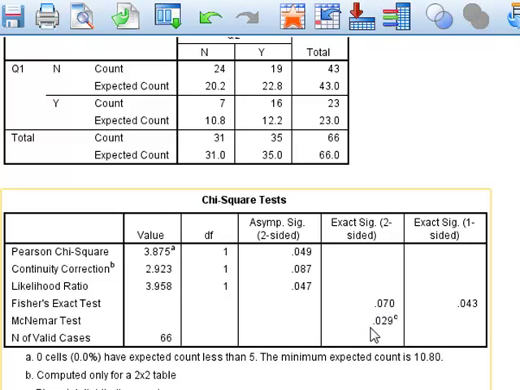McNemar's test, 0.029, is testing for a difference in the off-diagonal elements, which is suggesting that there is a significant difference between the numbers of people who change from no to yes compared to the number of people who change from yes to no. So there is a significant difference between the values 19 and 7.